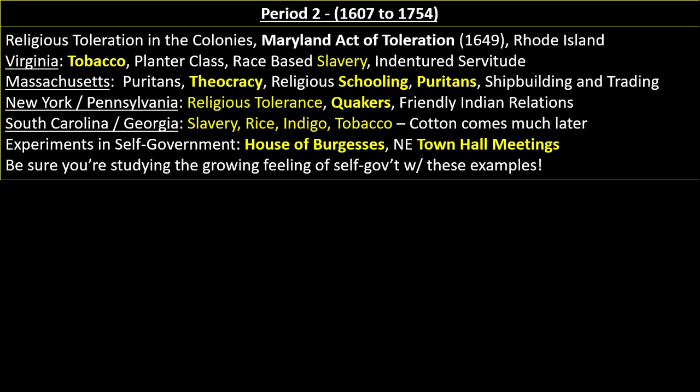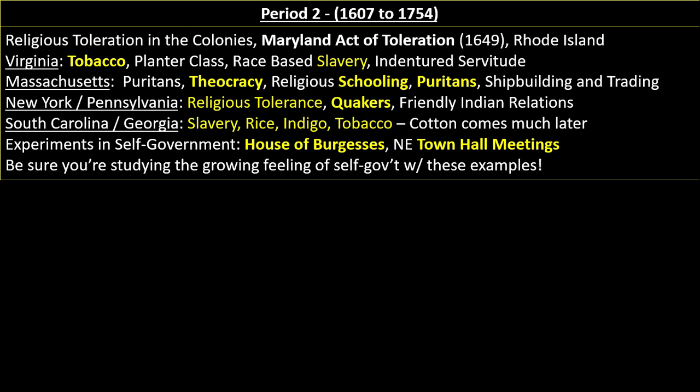What else can we say about some of these colonies themselves? I'm just going to give you some highlights. Religious toleration did exist. For example, over in Maryland, I think about Mary Land, Mary as in Catholicism, Mother Mary. It was set up for Catholics to begin off with, but then later on, they passed the Maryland Act of Toleration, which gives freedom of worship for all.